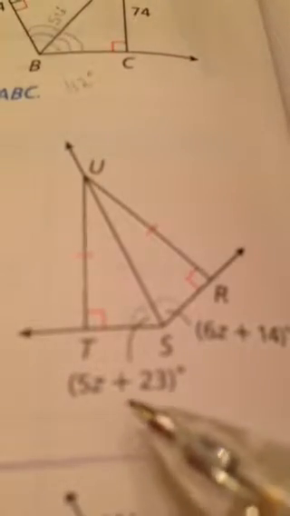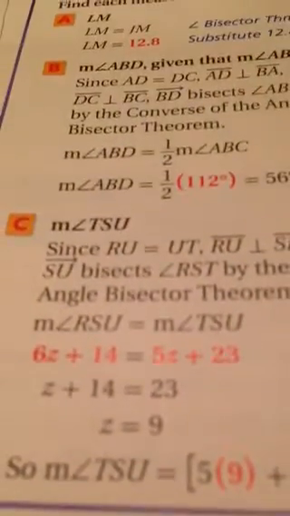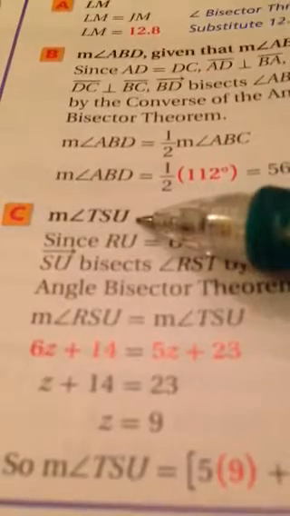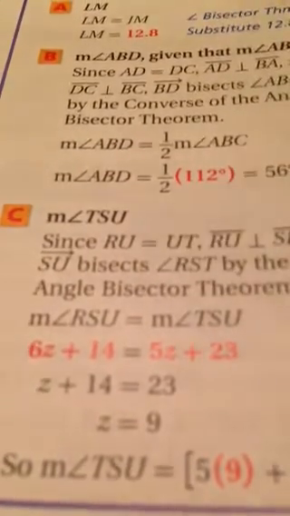But we can solve for Z in these binomials by saying 5Z plus 23 equals 6Z plus 14. And that is precisely what they did right here in your book. 6Z plus 14 equals 5Z plus 23. They solved for z, which is 9, but the question didn't ask for z, it asked for the measure of the angle. So now we must find that angle, plug the z back in, and we're done.